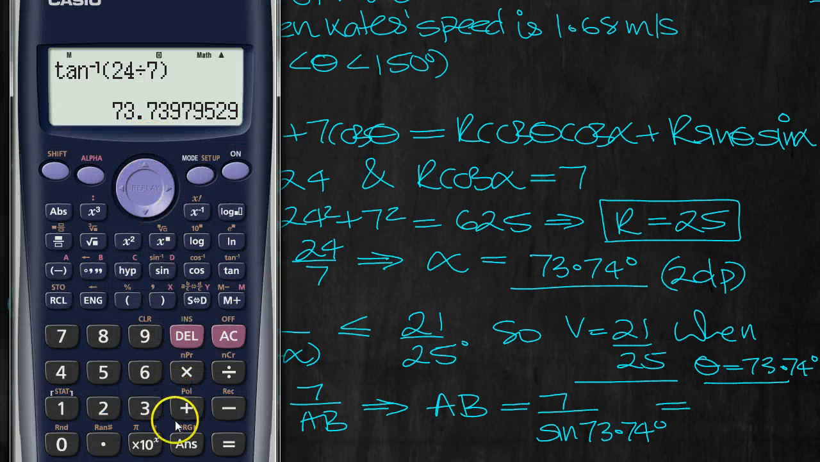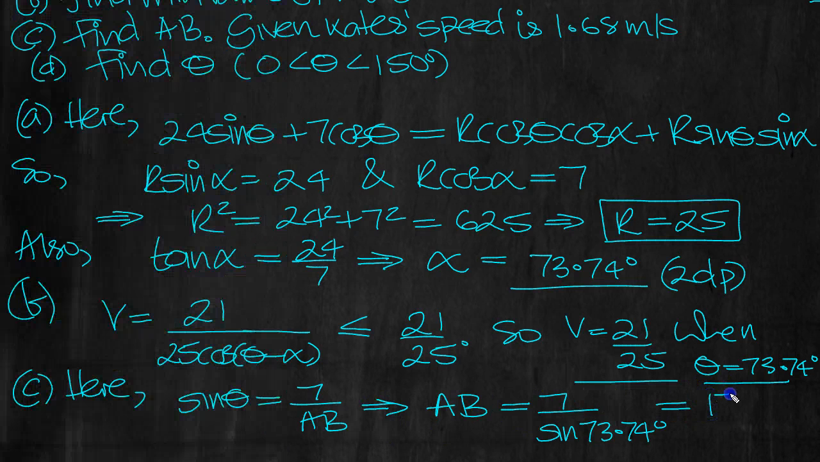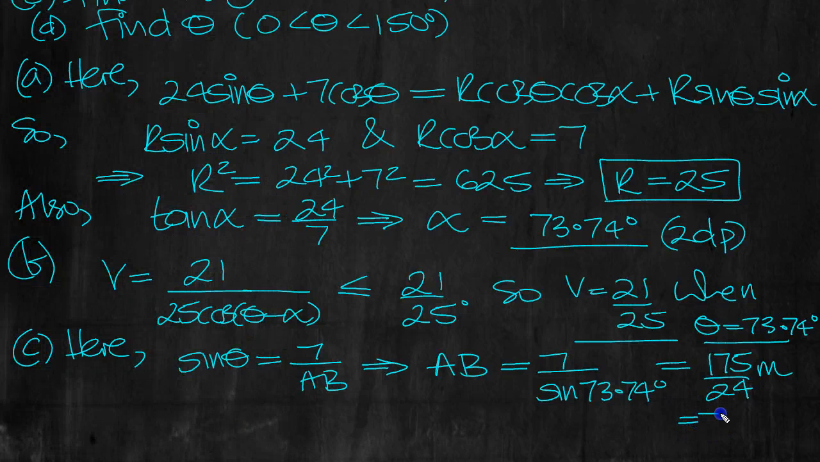Oh no, we have that. So if we press sine of the answer, equals, and then we divide it by 7 divided by that. So 7 divided by bracket, answer, wasn't it? That's it. We get 175 over 24 meters. And we could write down the decimal to that if we wanted. So it's 7.29 meters, and that was to 2 decimal places. Okay, there's part C done then.